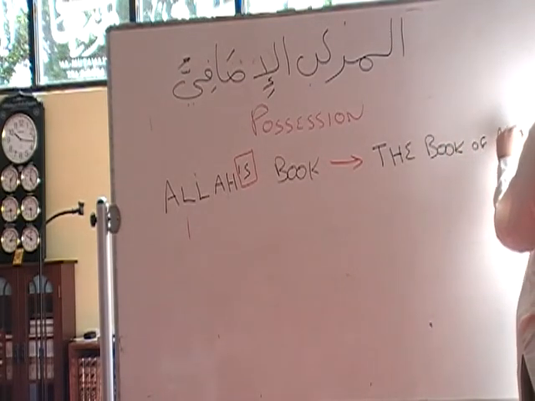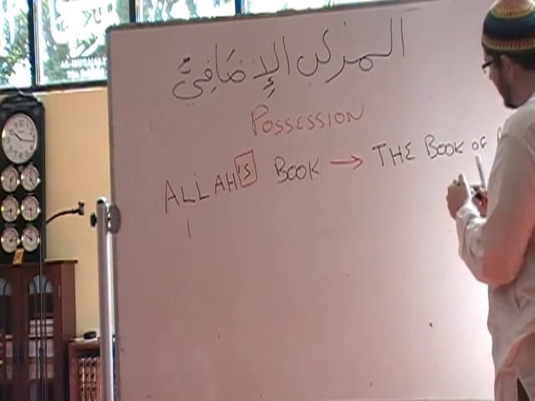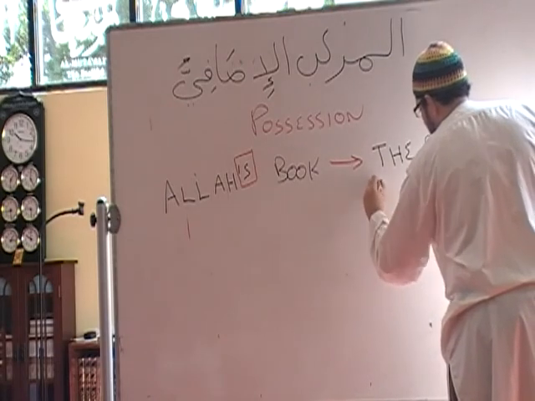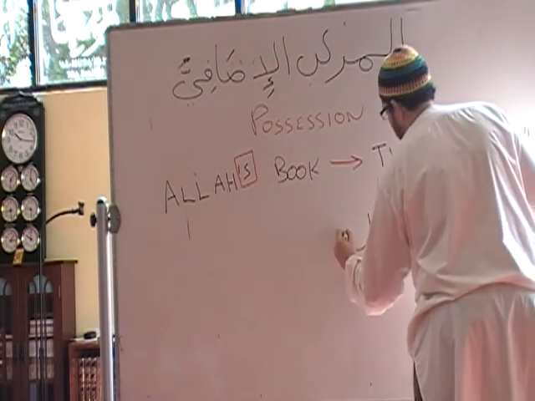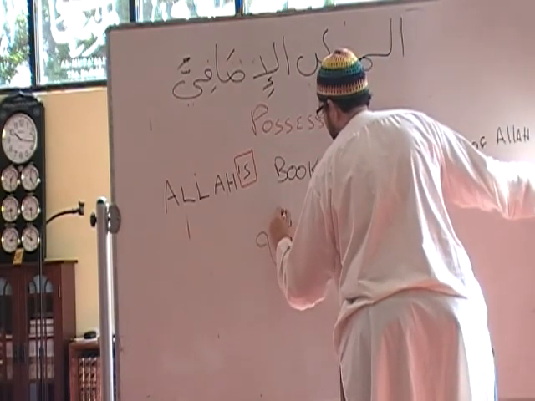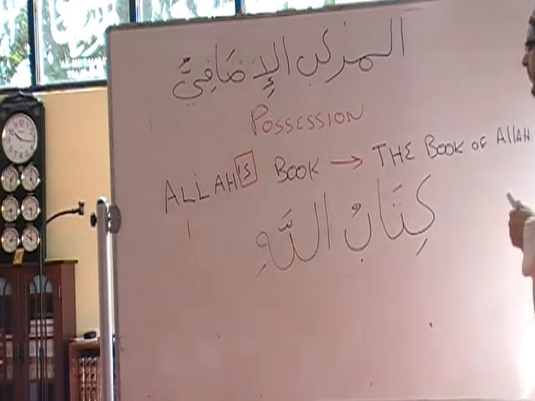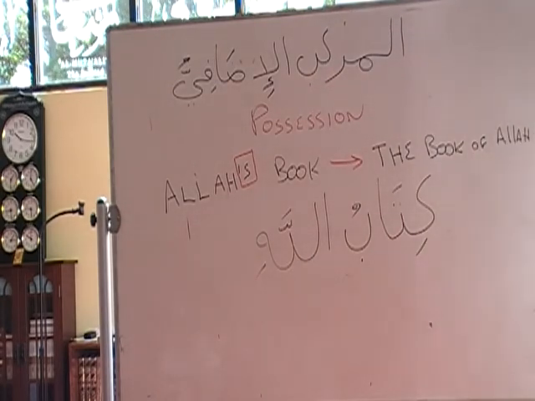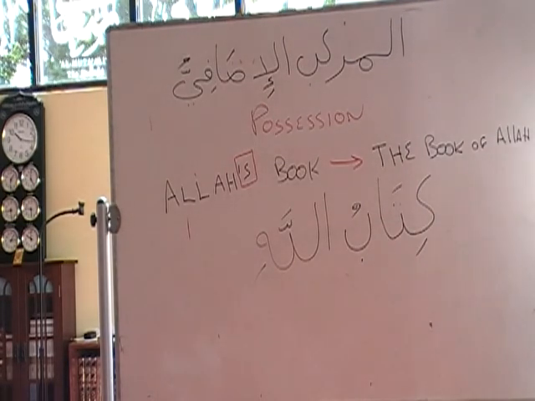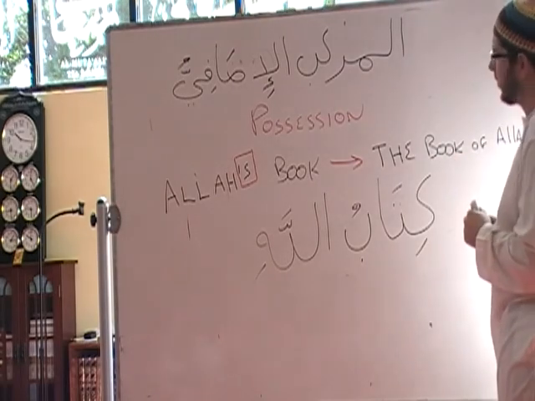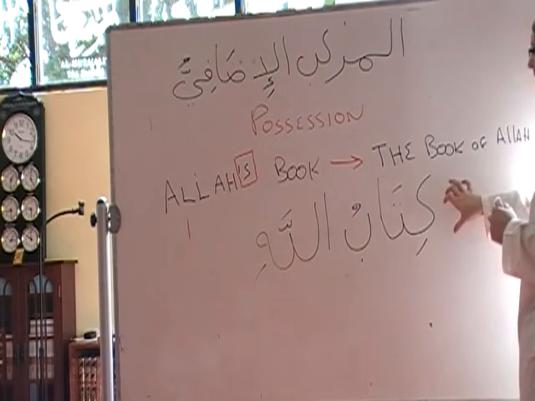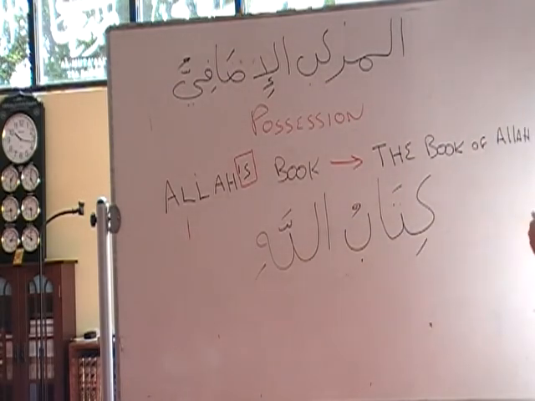Because in Arabic, you can translate it either way, but the counterpart for both of these terms is Kitabu Allahi. So the thing that's being possessed is the book. So the book comes first in English in this example, and the book comes first also in Arabic. So the thing that's being possessed in Arabic comes first.